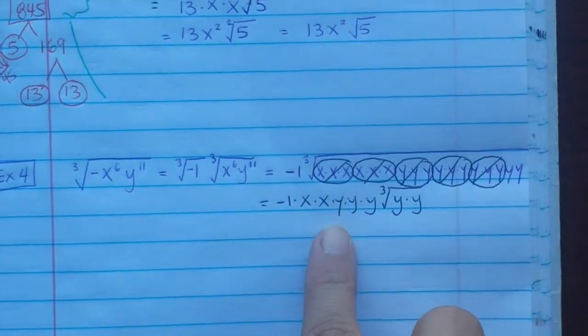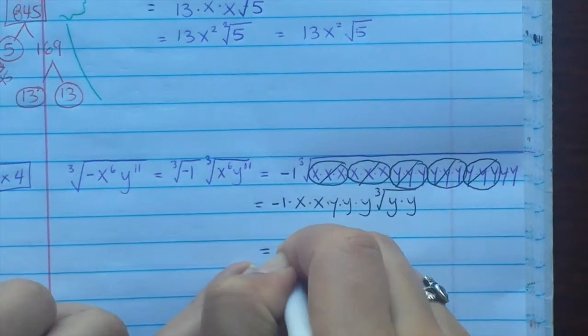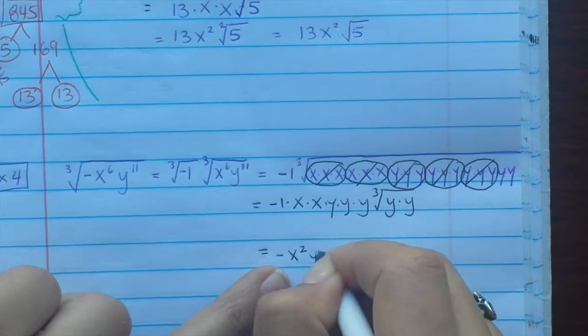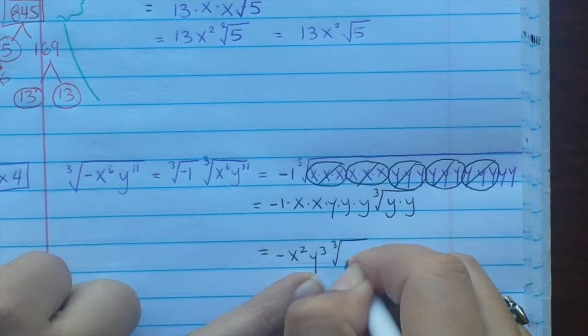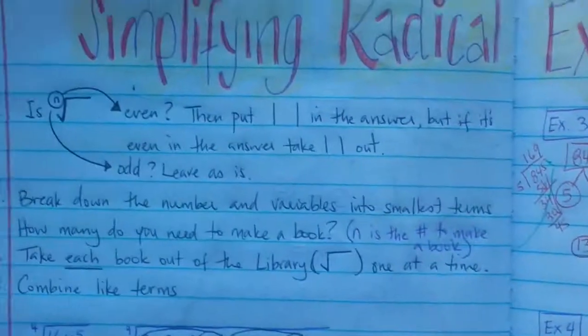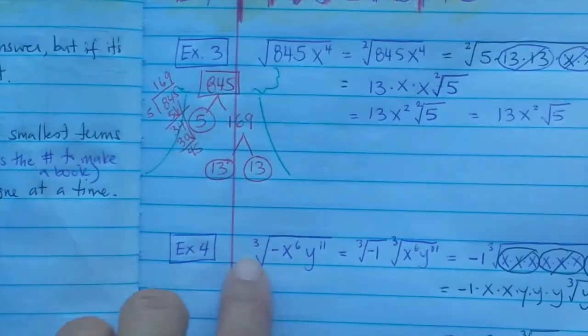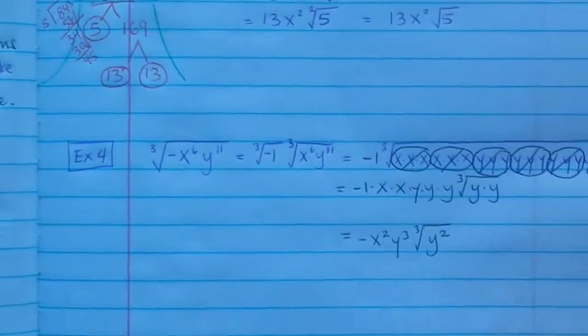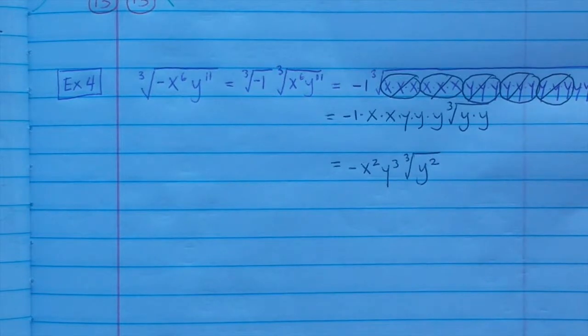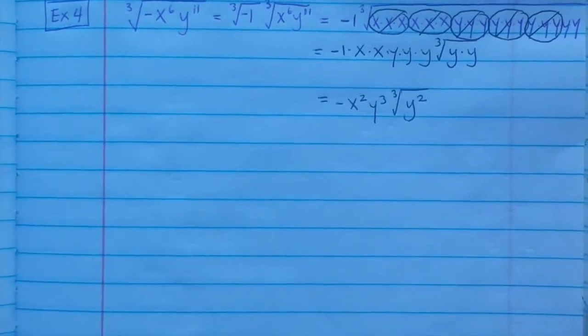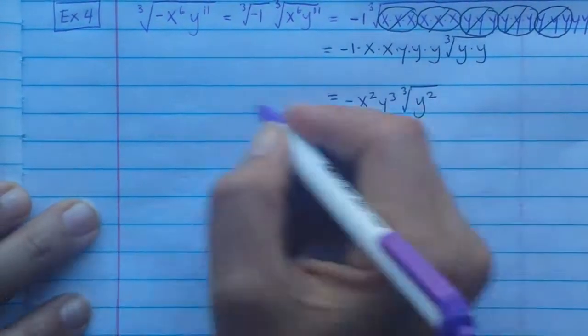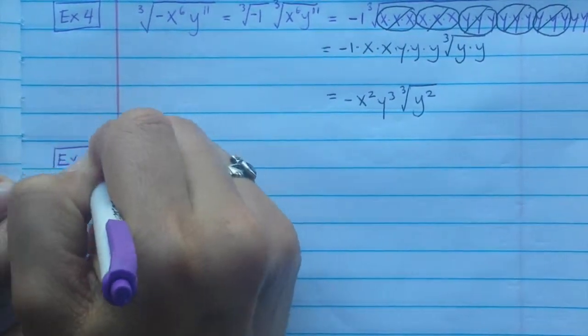Alright, once you've done that, again, just like normal, combine like terms. So we're going to have negative, and then how many x's do you have? 2 of them, x squared, y cubed, and then the cube root of y squared inside. Now we don't have to worry about absolute value because it was odd in the first place. We're just going to leave it as it is, and that's our answer. Okay, so it's a special case when you have a negative inside. You have to actually think backwards.